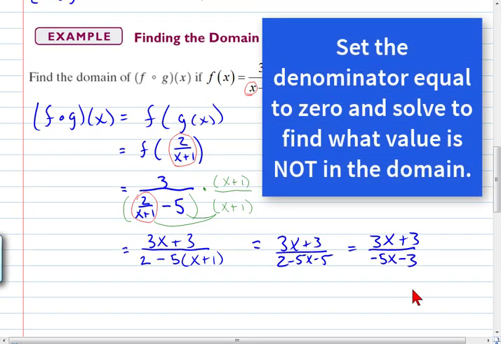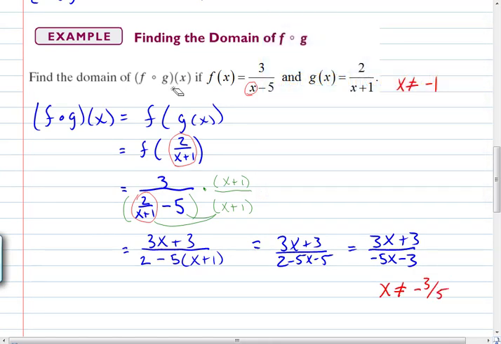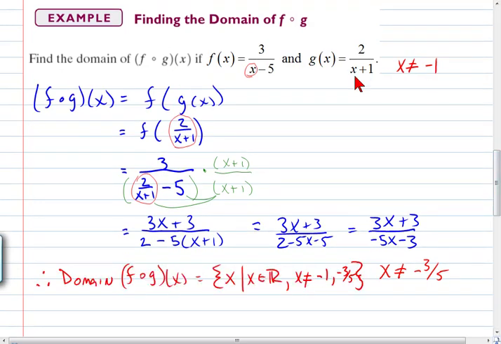So what can x not be equal to with the composed function? Negative 3/5. So the domain of this composed function is x not equal to negative 1, because negative 1 is not in the domain of g. And if a number is not in the domain of g, it cannot be in the domain of the composition. Also, x cannot be equal to negative 3/5, because when we composed these two functions and simplified it, when x is negative 3/5, we end up with a 0 in the denominator of the composed function, and that can't happen. Remember, the domain of any polynomial function is all real numbers except where x is undefined.